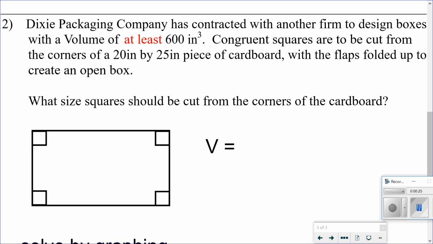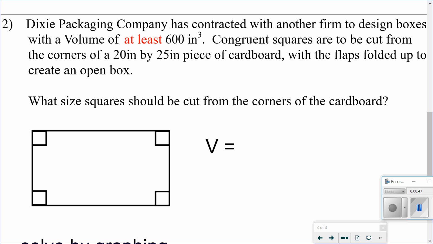Congruent squares are to be cut from the corners of a 20-inch by 25-inch piece of cardboard with the flaps folded up to create an open box. So that's the diagram that you're looking at right now. That's our flat piece of cardboard, and then we're going to cut out the corners and fold everything up to create the 3D box. What size squares should be cut from the corners of the cardboard?